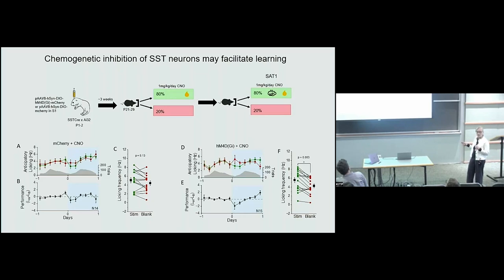We know that they can feel it because we can see them suppress their licking for a small number of trials. But then by the end of that first day, they're licking much more to the stimulus than the blank compared to the mCherry injected controls. So it looks like something about somatostatin inhibition may be facilitating your acquisition of this association.